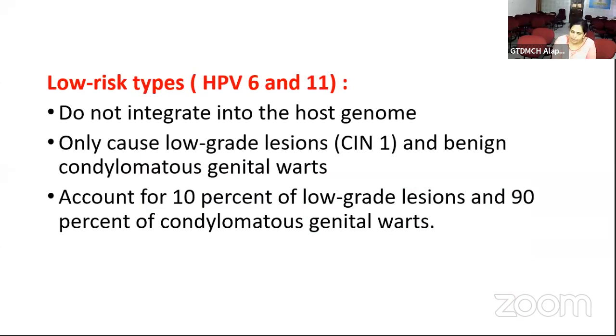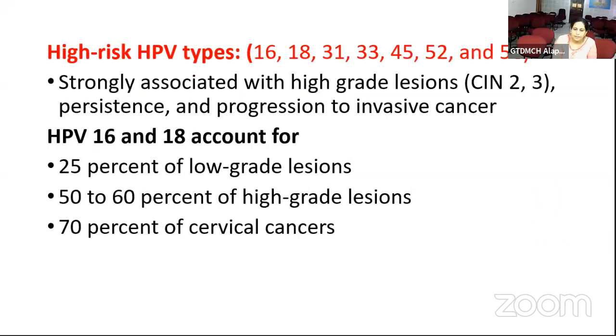The low-risk types, mainly human papillomavirus 6 and 11, do not integrate into the host genome and only cause low-grade lesions and benign condylomatous genital warts. They account for 10% of low-grade lesions and 90% of the condylomatous genital warts.